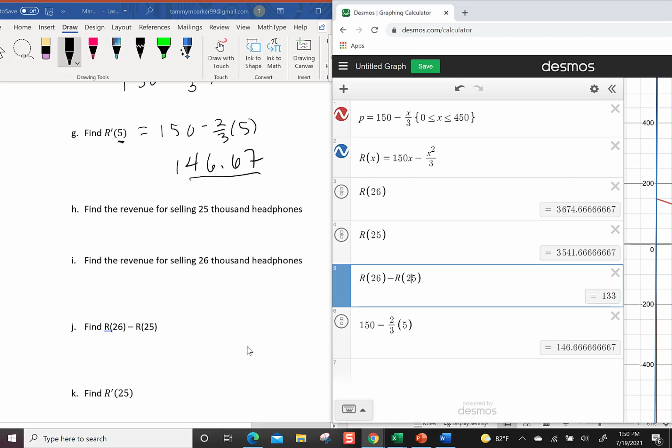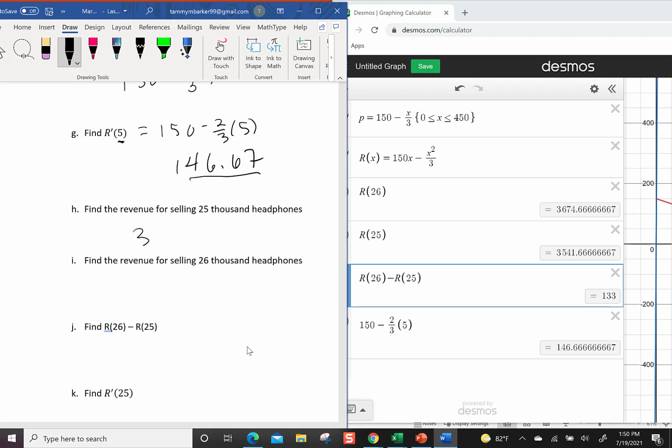So here's what we have. At 25, it was 3,541.67. At 26, it was 3,674.67. And the difference between those two was 133. So when we increase the number of sales from 25,000 to 26,000, then that increases our revenue by 133,000.